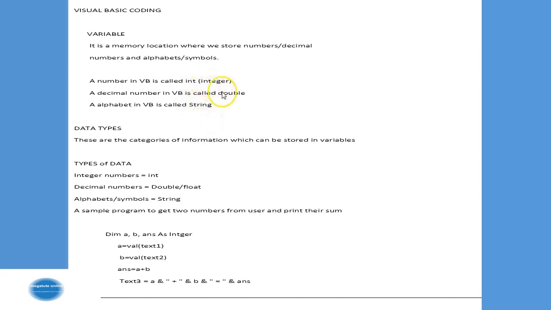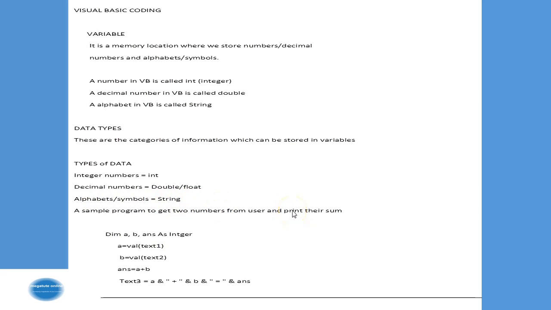These integer, double and string are called data types. So these are the categories of information which we store in these variables. For example, when we talk about an integer number, it is an int. When we talk about a decimal number, it is a double. When we talk about an alphabet or a symbol, it's a string. So alphabet and symbol both go to string.